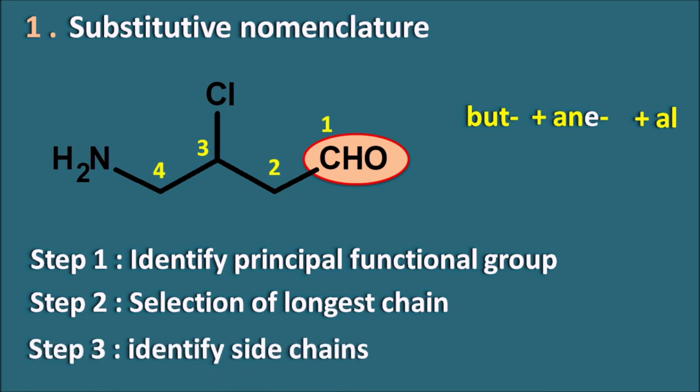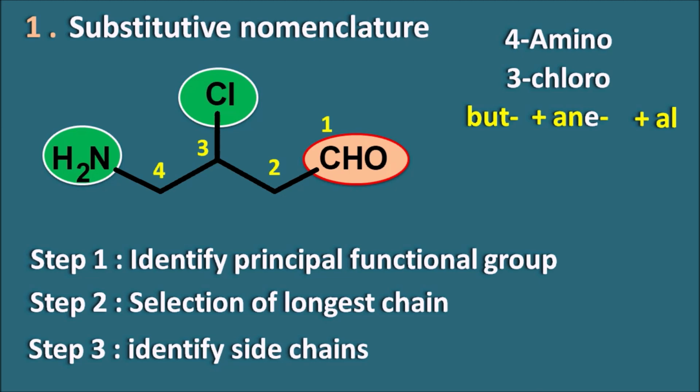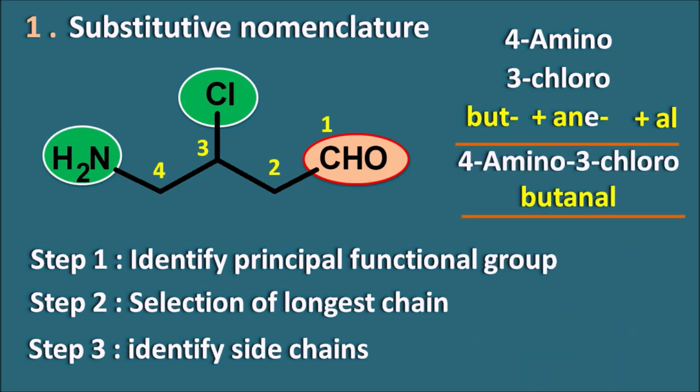And step 3, identify the side chains. So at the 4th position we can identify one of the side chains which is the amino. So we can write 4-amino. And at the 3rd position we can observe another side chain which is the chlorine. So 3-chloro. Now by combining all these, the name of this compound is 4-amino-3-chlorobutanal. So in this way, in the substitutive nomenclature we can use the prefixes as well as the suffixes. Prefixes are used to indicate the side chains and suffixes are used to indicate the principal functional group. And by following the IUPAC rules, we can write the name for organic compounds in the substitutive nomenclature.